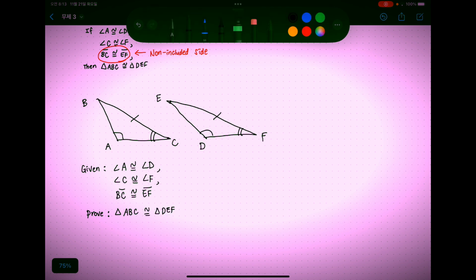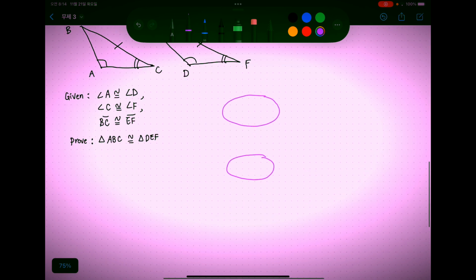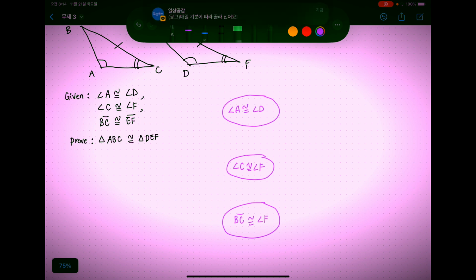Okay, so this is how we write our flowchart. First things first, I'm going to use some color here because it's getting depressing. I'm going to put all of our given information. We are given three different pieces of information, so I'm going to put all of them like so. And then we're going to write our reasons underneath. So this is given, given, given.